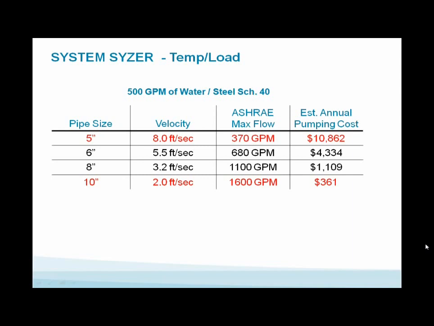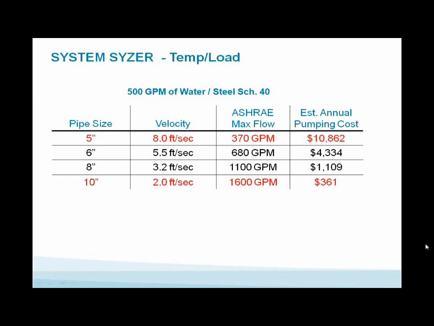Look at this chart again: ASHRAE max flow, estimated annual pumping cost. In other words, the smaller the pipe, the more friction loss, the higher the operating cost, the bigger the pump. That's simple. The bigger the pipe, the more the first cost is for the pipe, but the lower the operating cost. So ASHRAE is kind of taking a position in the middle here.